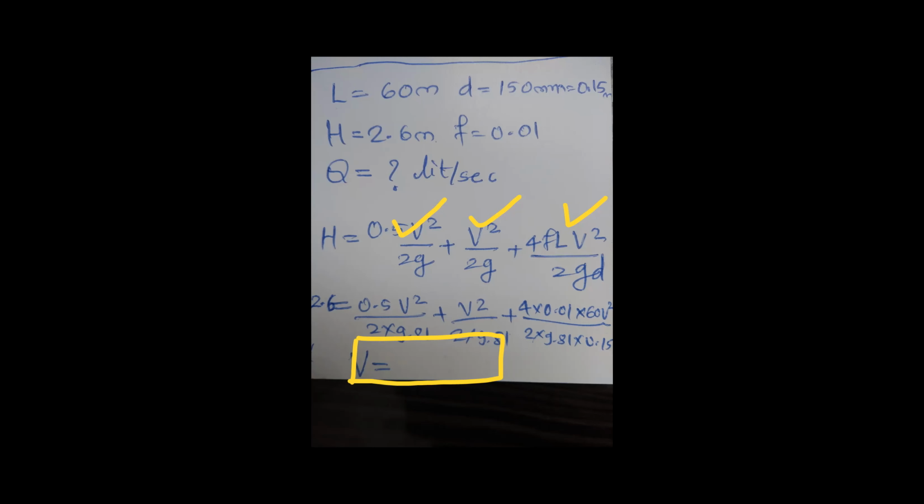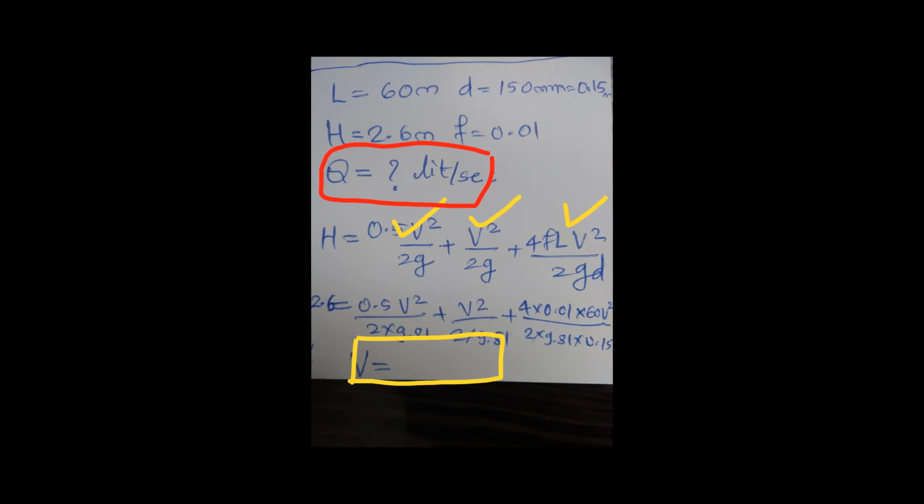But what is our main task? What we need to find out? We need to find out the Q. Q is your final answer, not V. If you solve up to this V, you will get only half of the marks. Now, how to find Q? What is the formula for Q?